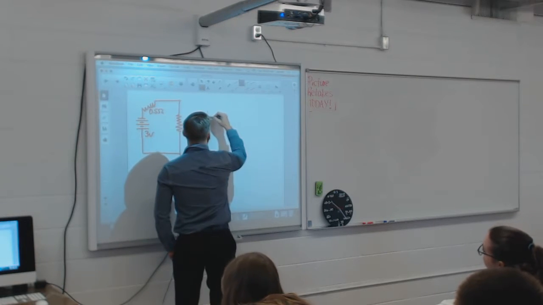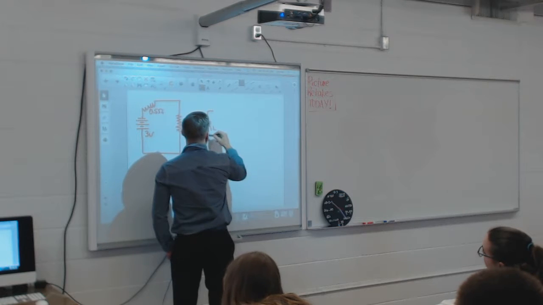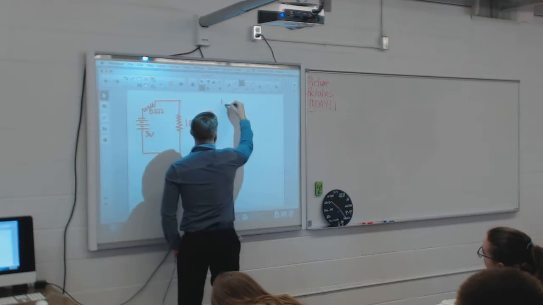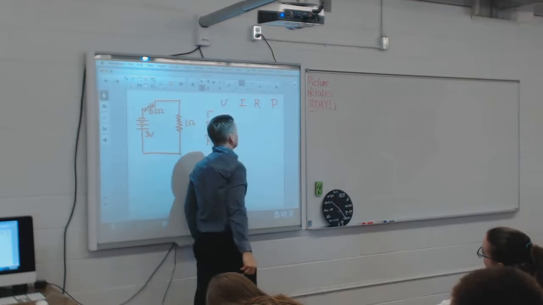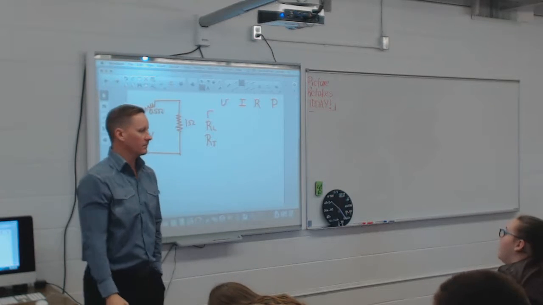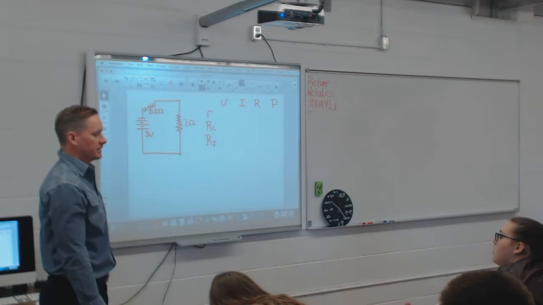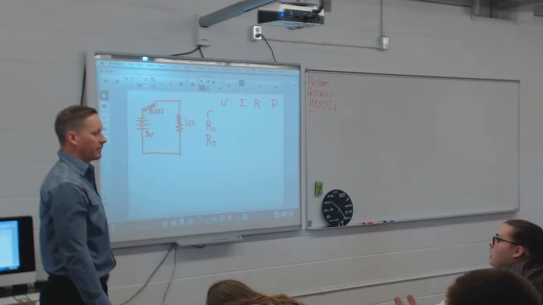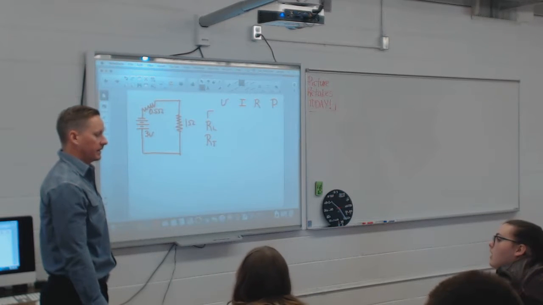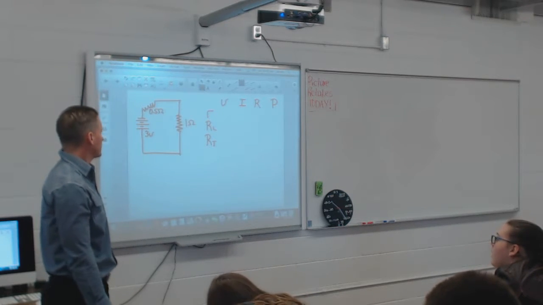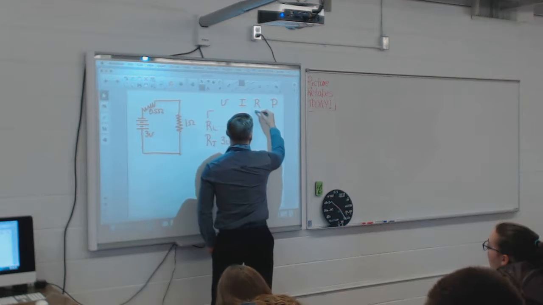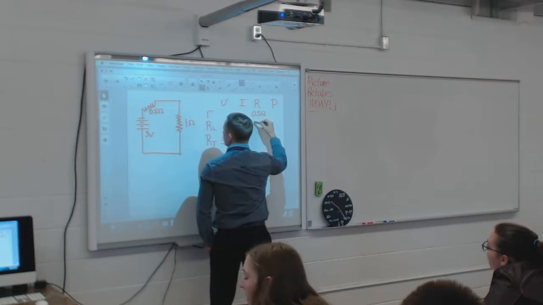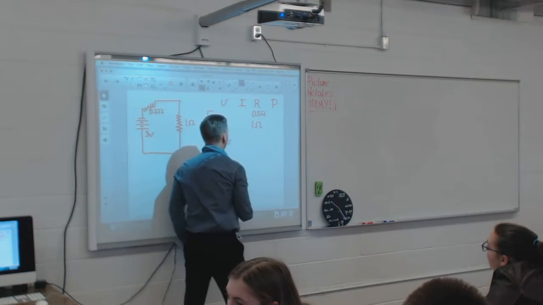So it looks like this. I'm going to go R, L, R, T, V, I, R, P. Load resistance, if you remember, was outside the battery. So like a light bulb is hooked up. That was the very first thing that we did in that last unit. Okay, so I have this given to me as 3 volts. My internal resistance is 0.5 ohms. I have 1 ohm here.